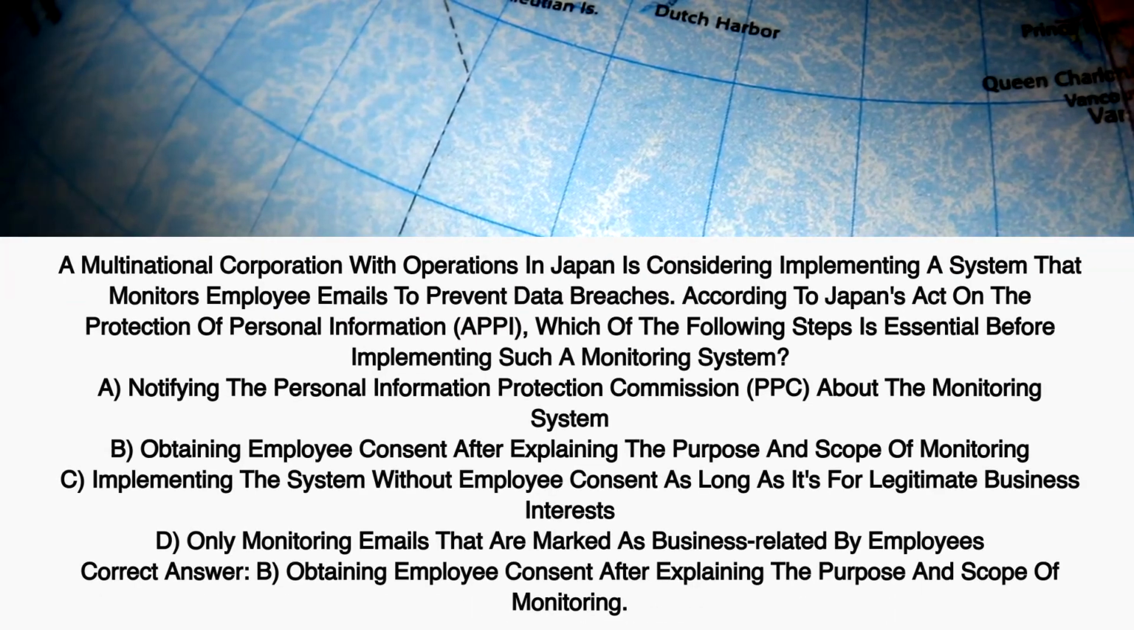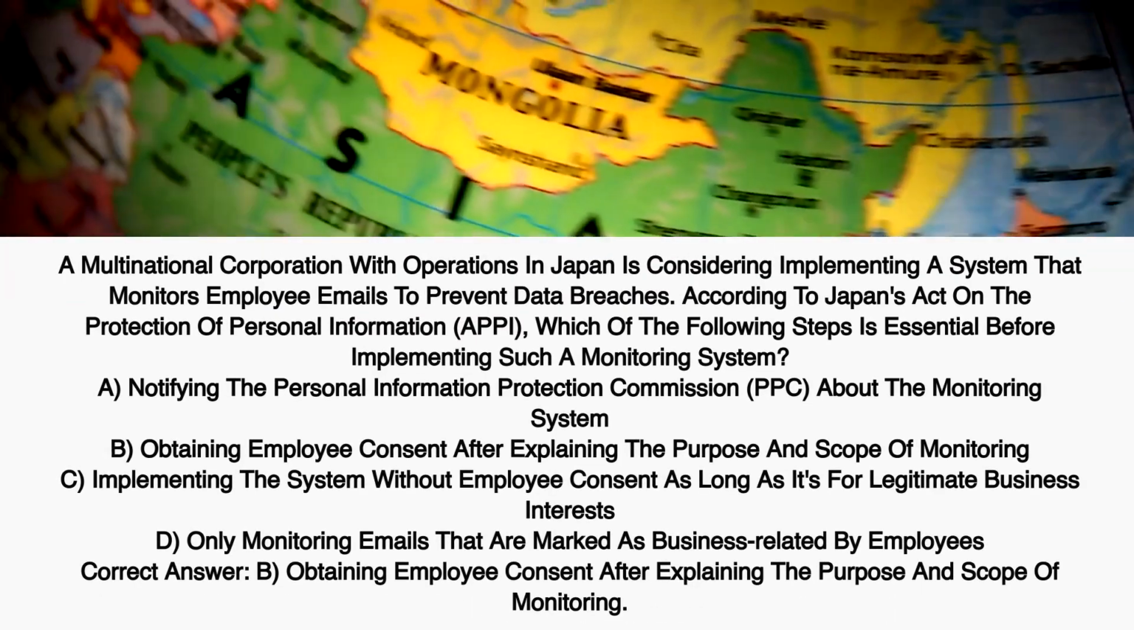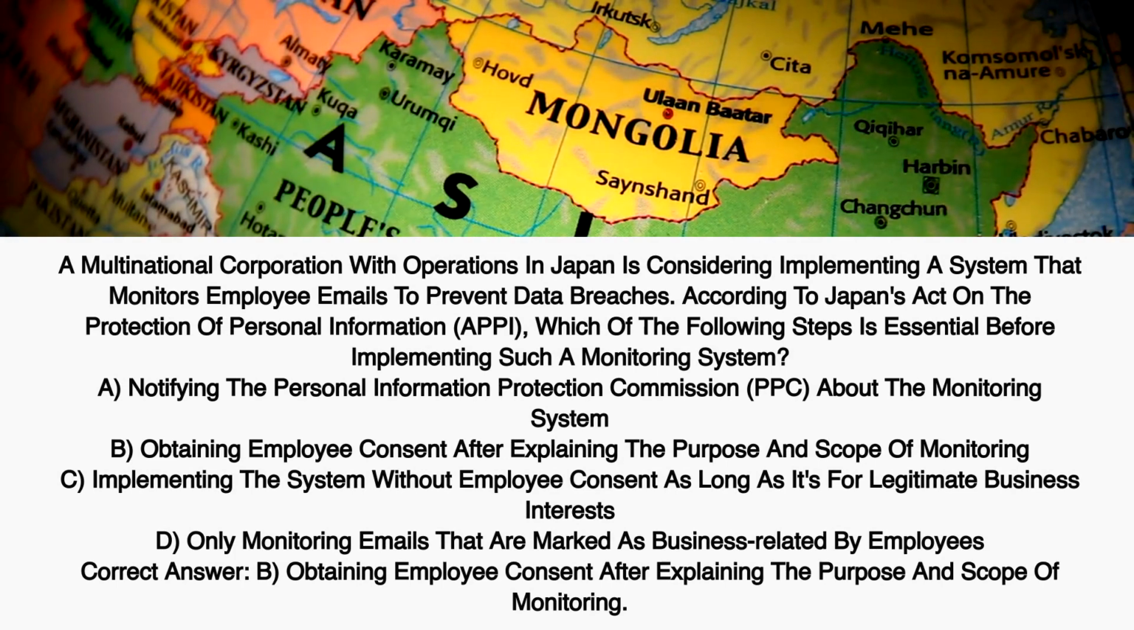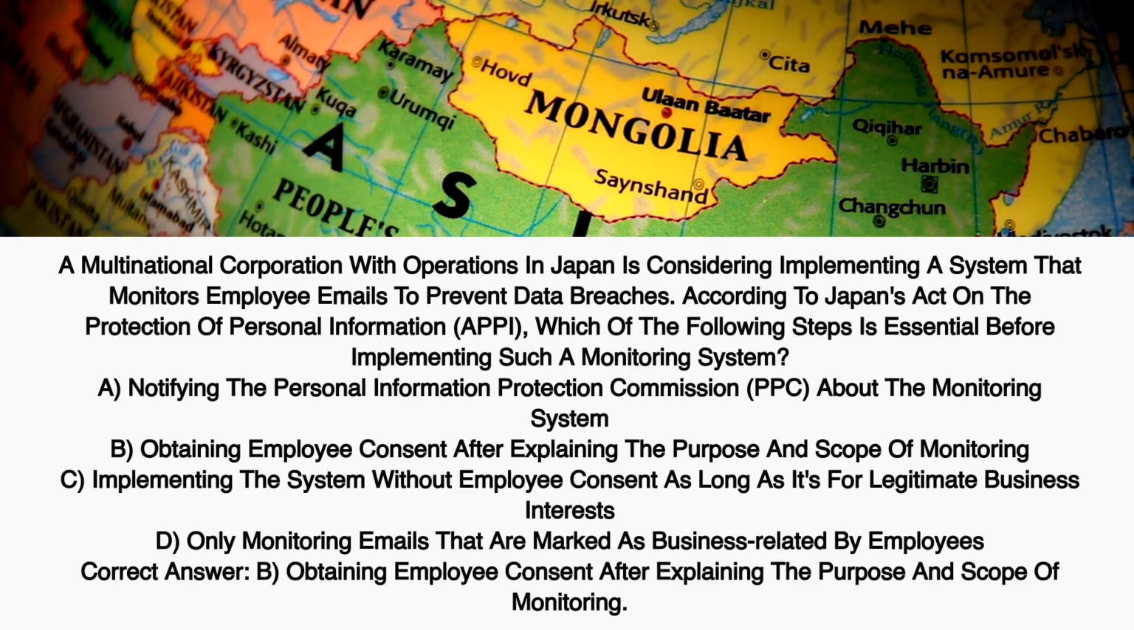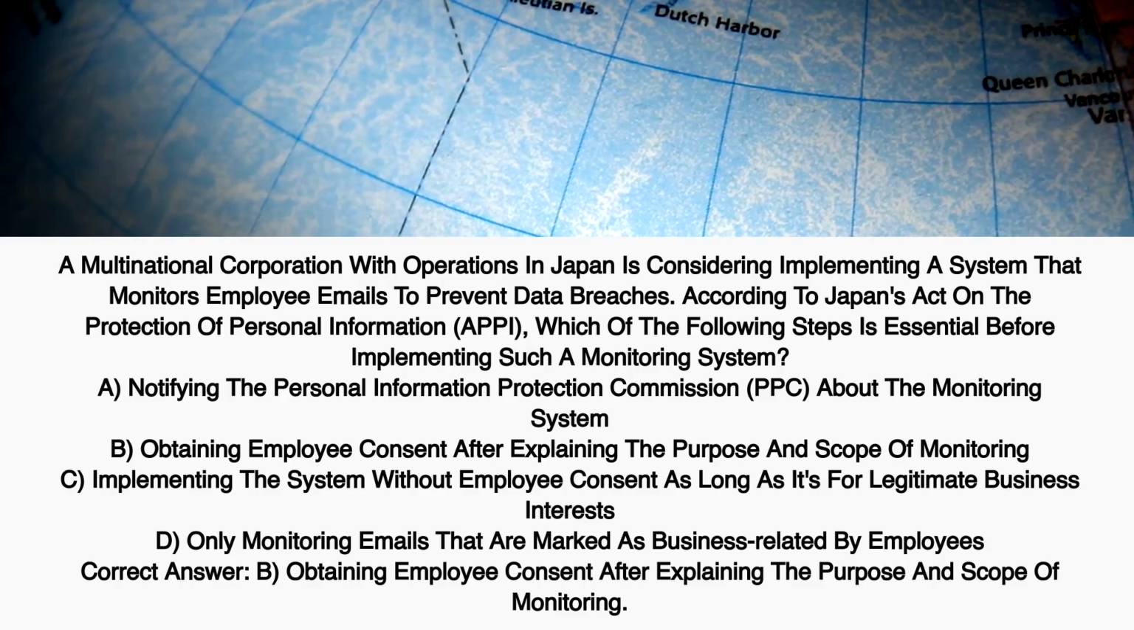A multinational corporation with operations in Japan is considering implementing a system that monitors employee emails to prevent data breaches. According to Japan's Act on the Protection of Personal Information, APPI, which of the following steps is essential before implementing such a monitoring system? A. Notifying the Personal Information Protection Commission, PPC, about the monitoring system.